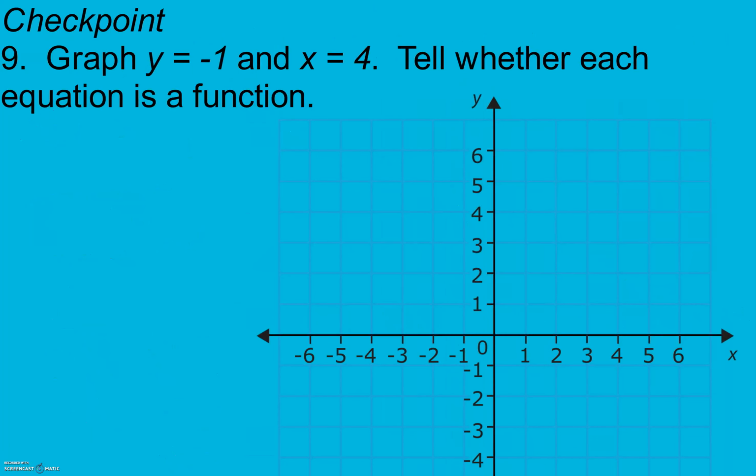Feel free to pause here and give these a try if you'd like. In example 9, we're going to graph y equals negative 1 and x equals 4. Because we have two different equal signs, guys, these are two different lines.